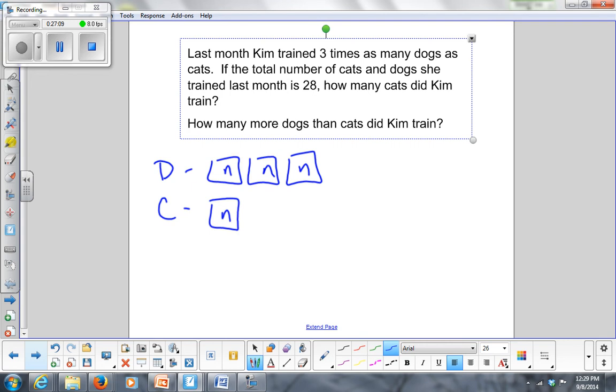What is my equation? Daniel, you want to give it a shot? Okay. 3 times n equals 28. Okay, do you guys agree with that equation? Agree, disagree, I don't know. I need a vote. Agree, disagree, I don't know. Okay, Malia, why do you agree with that?